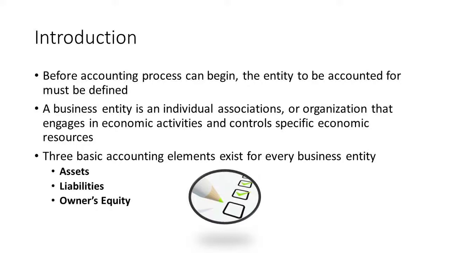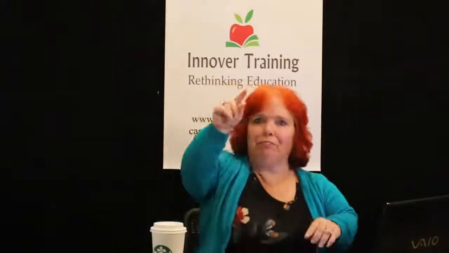Three basic accounting elements. We talked about that. What are they? Assets, liabilities, and owner's equity. You're going to be dreaming those letters in your head, just like with Sesame Street, how they float in your head at night. Assets, liabilities, owner's equity.